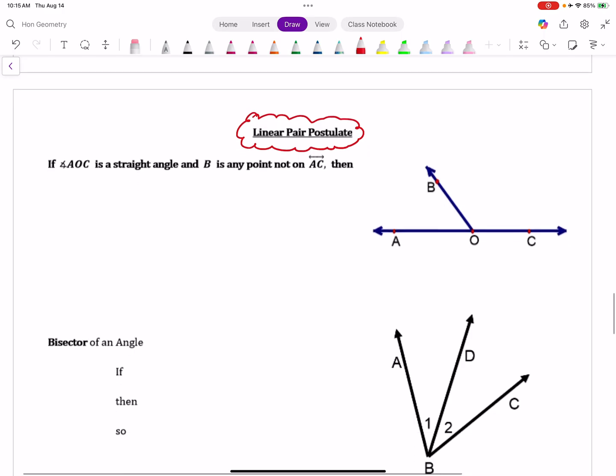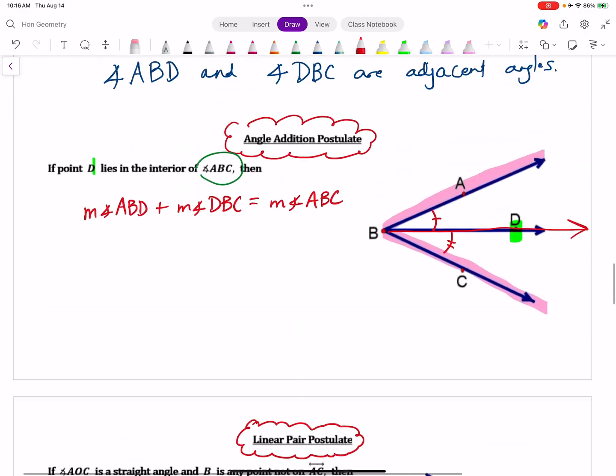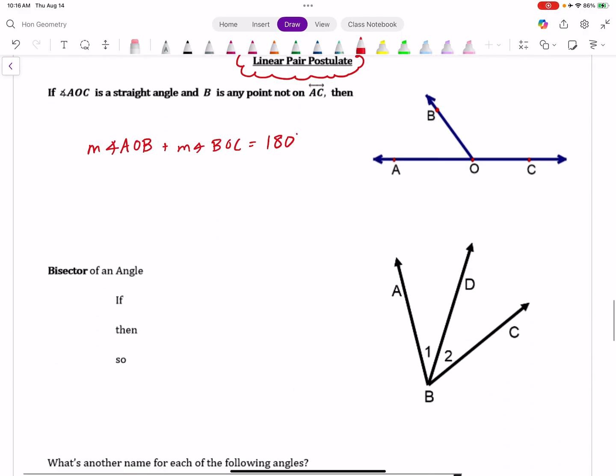Anyway, so the linear pair postulate says, all right, we've got angle AOC, so there's a straight angle. So you know there's 180 degrees in a straight angle. And you pick any point B that's not on that line, so it's non-collinear, and you draw in that ray. Then what we know for sure is that the measure of angle AOB added to the measure of angle BOC is the measure of angle AOC, but we know that that's a straight angle, so that's 180 degrees. So rather than say what we would have said with the angle addition postulate, we'd rather just say they add to 180 degrees, and we call that the linear pair postulate.